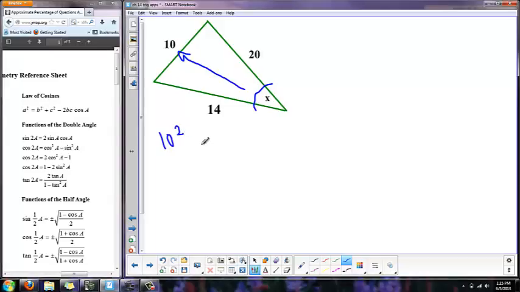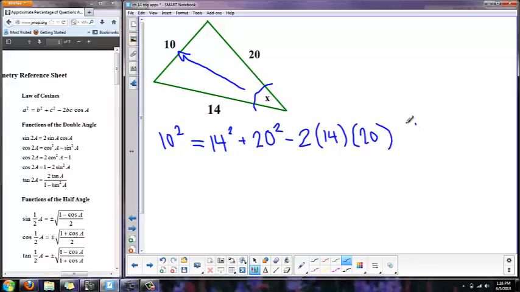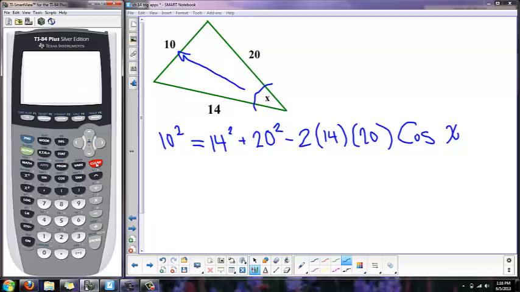10 squared is equal to 14 squared plus 20 squared minus 2 times 14 times 20 cosine of x, and we're solving for the angle again. Because we're solving for the angle down here, we have to do those 2 steps into our calculator. So let's go ahead and do that.